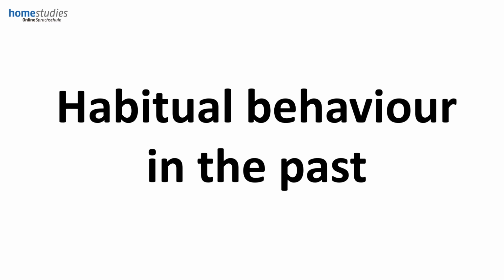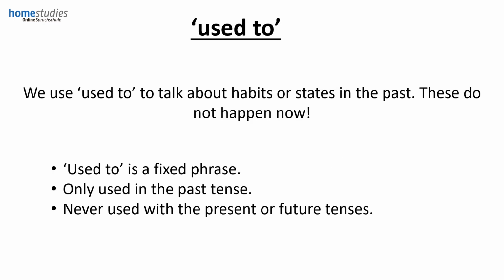Today we're going to look at habitual behaviour in the past and also habitual behaviour in the present. Okay, let's begin. So remember, we use the phrase used to talk about habits or states in the past that no longer happen now. Remember, used to is a fixed phrase. It's only used in the past tense and never used with the present or future tenses.